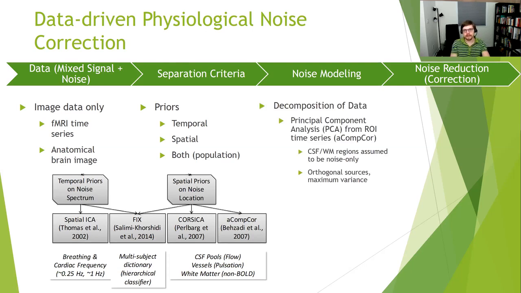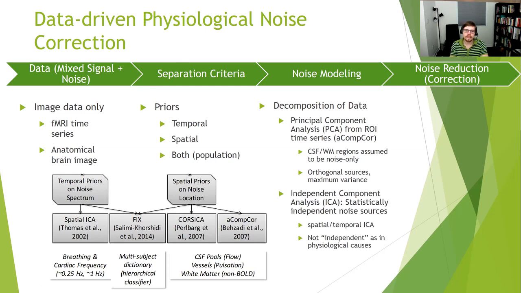The noise modeling itself relies on decompositions of data that make different statistical assumptions. One popular one is principal component analysis, which takes data from a region of interest that is assumed to only contain noise, like CSF or white matter, and then identifies orthogonal sources in that region, basically time series of maximum variance that are then used for regression.